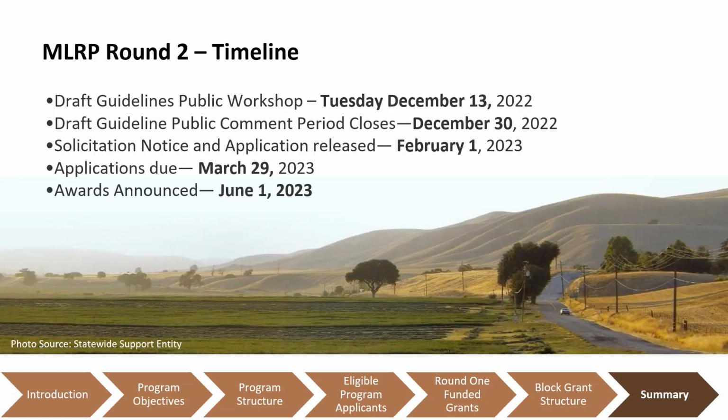Let's take a look at what the MLRP Round 2 timeline looks like. Draft guidelines and public workshop was held on Tuesday, December 13th of 2022. The draft guideline public comment period closed on December 30th, 2022. Solicitation notices and applications were released on February 1st, 2023. Applications were due March 29th of 2023, and expect awards to be announced on June 1st, 2023.